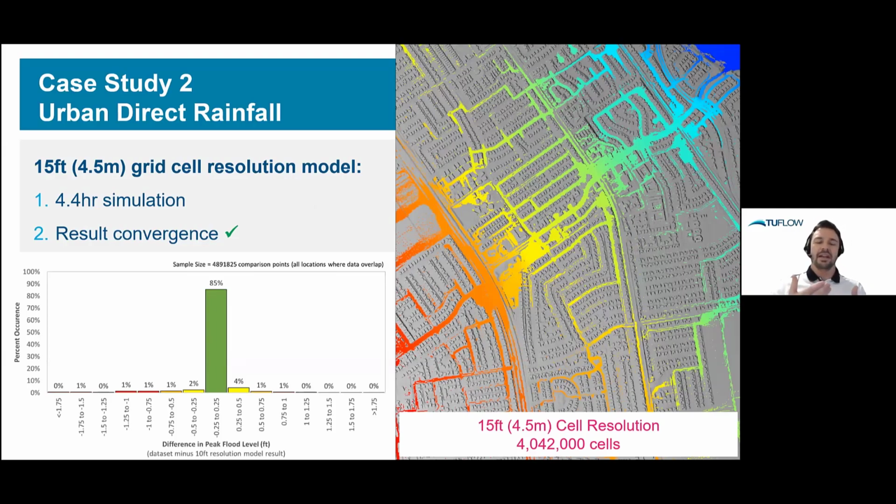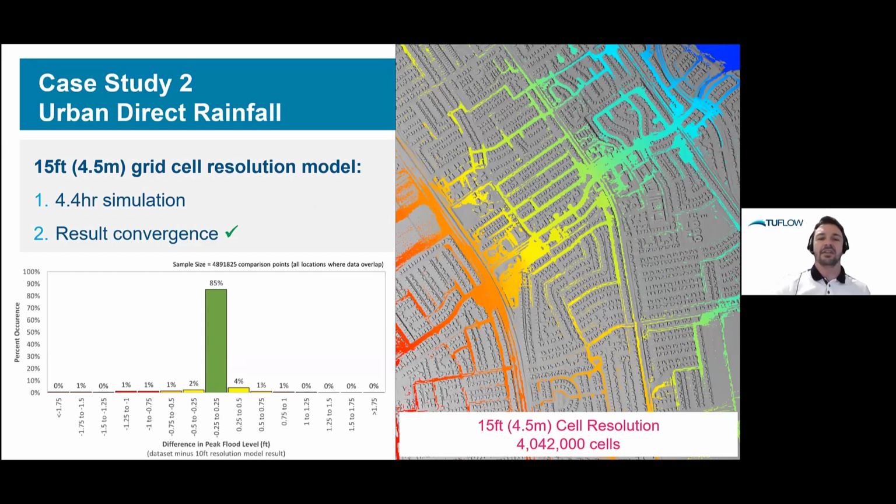If I do an analysis of those two result data sets by subtracting the grid raster result from one model to the next, so you're doing a calculation across the entire model domain here, you can do an analysis to create these histogram plots, which I'm showing on the bottom left.